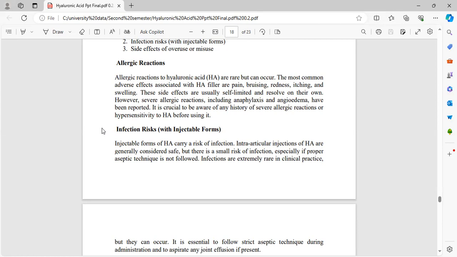It is crucial to be aware of any history of allergic reaction or hypersensitivity to hyaluronic acid before using it. And the second one is infection risk with injectable form. Injectable forms of hyaluronic acid carry a risk of infection.